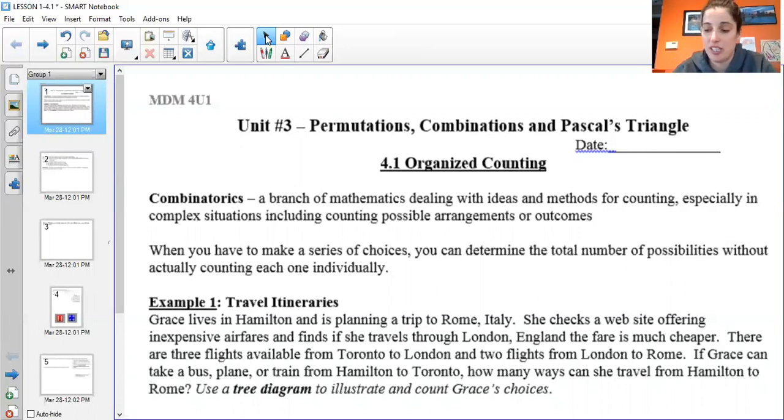I know that we've done statistics, but now that we're moving into counting, things start to get tricky. So, combinatorics is a branch of mathematics dealing with ideas and methods for counting when you can't just count simply on your hand, for a large number of possible arrangements or outcomes. When you have to make a series of choices, you can determine the total number of possibilities without actually counting each one individually.